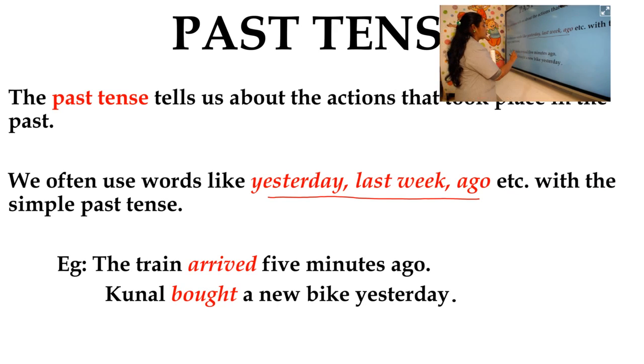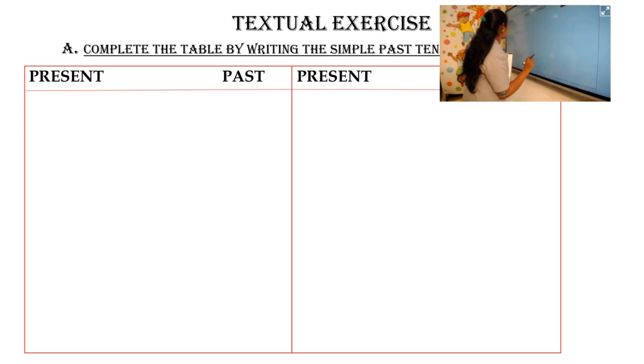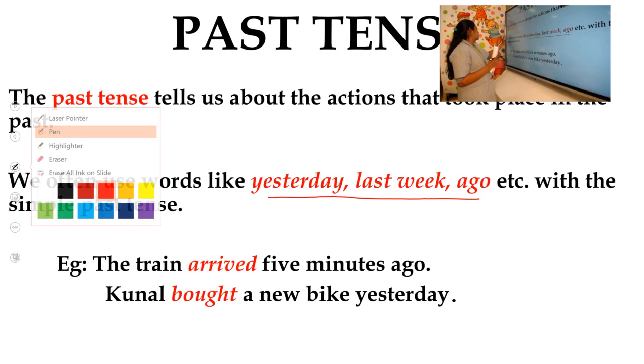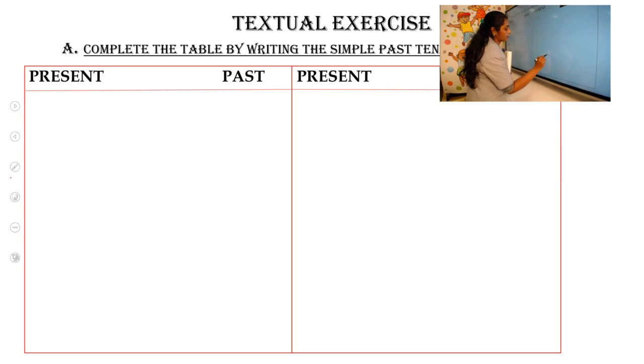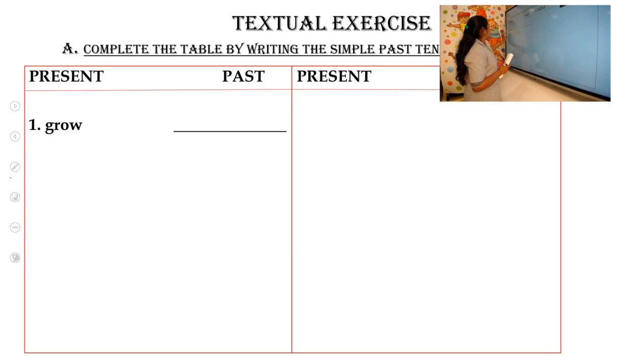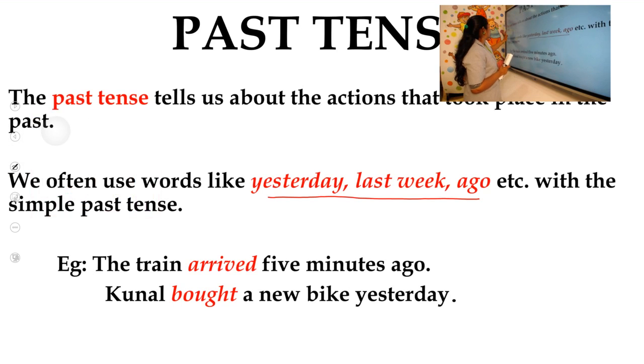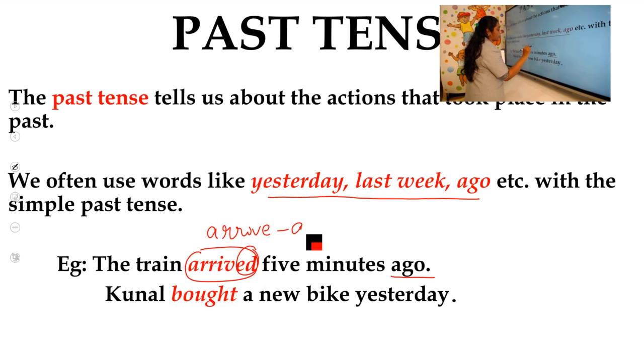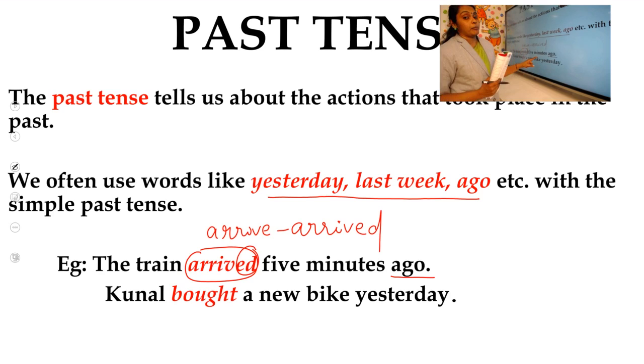Look at here the example. The train arrived 5 minutes ago. See here, ago. The word ago is here, and look at the red color word, arrived. Because this is past tense, we use the verb also in past tense. So what is the past tense of arrive? The past tense of arrive is arrived. So the train arrived 5 minutes ago.